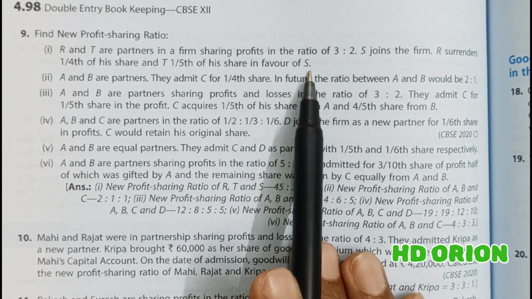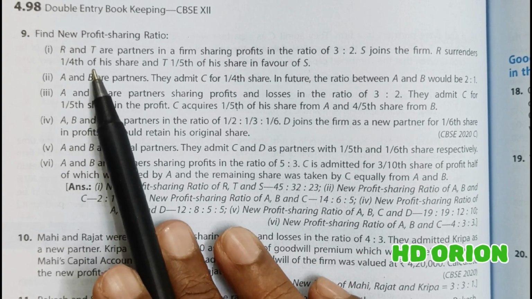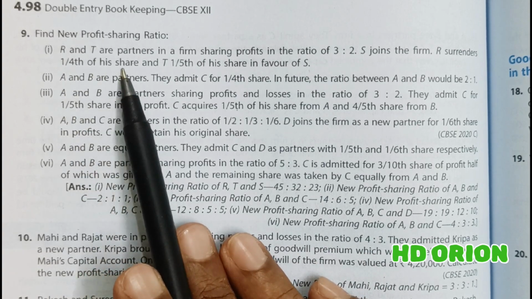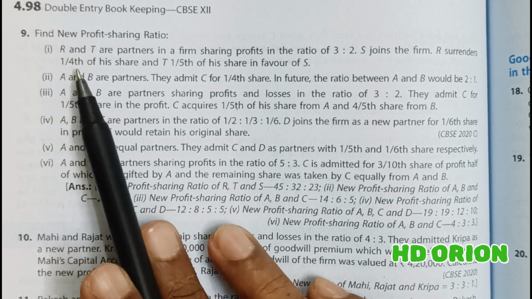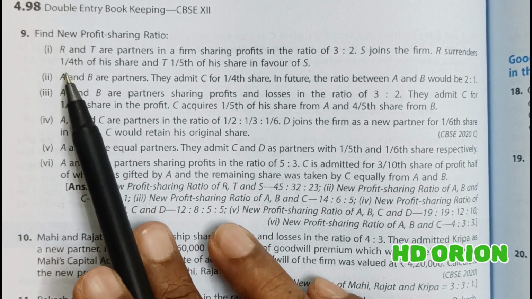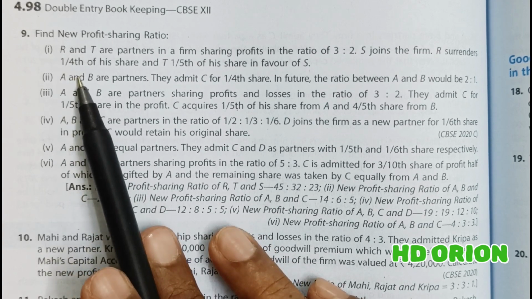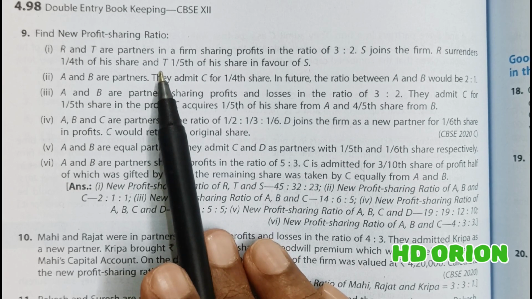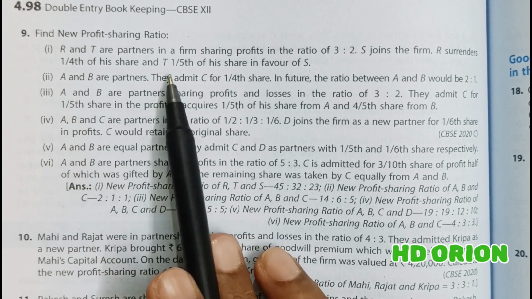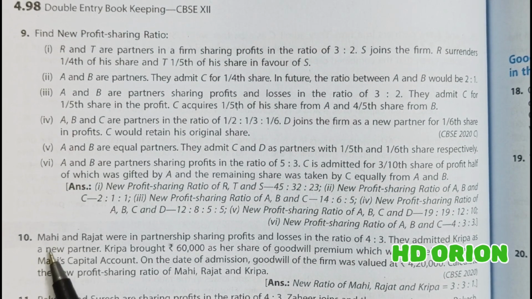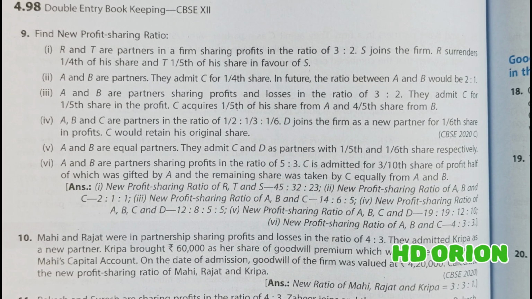Now what is so special about this question is that the phrase 1/4 of his share means whatever partner R is getting from his portion, 1/4. Fine. So 1/4 of whatever R is getting and 1/5 of whatever T is getting. So it is not 1/4 and 1/5 of the total profit of the firm. It is the individual profits of the partners. So whatever R was getting from his profit, 1/4 and 1/5 they are contributing or sacrificing for new partner S. So let us see the answer.